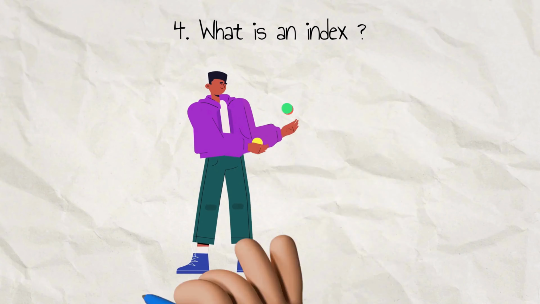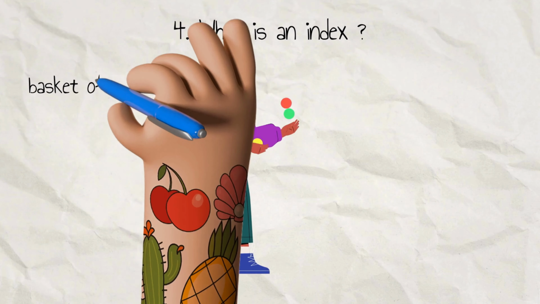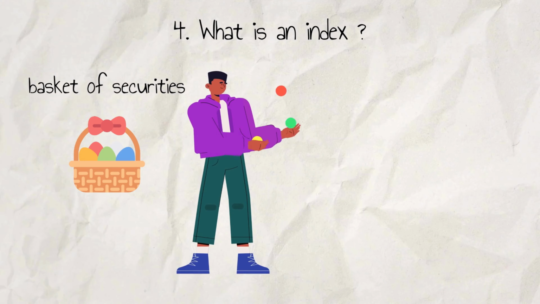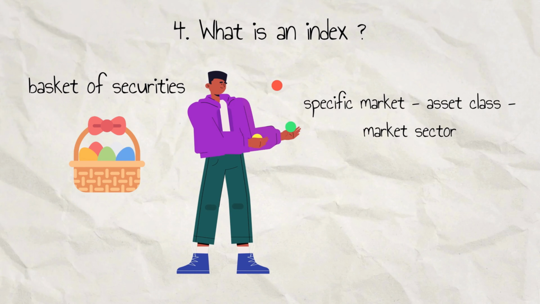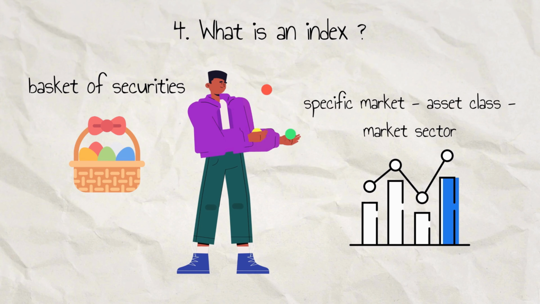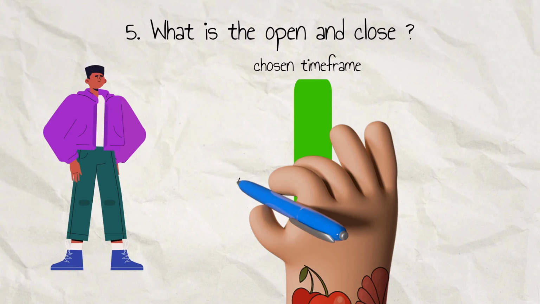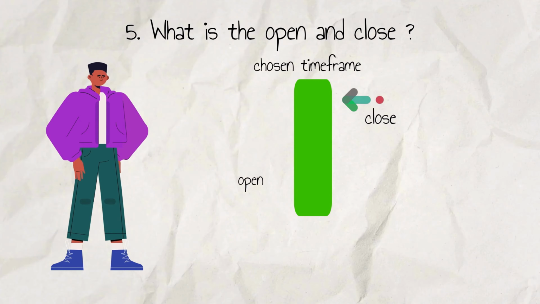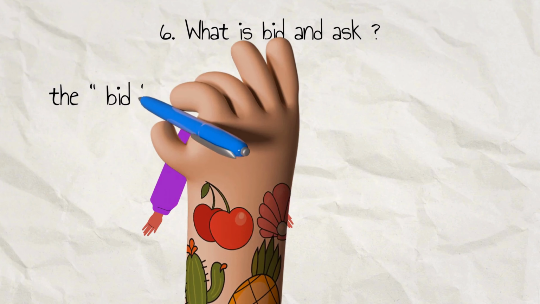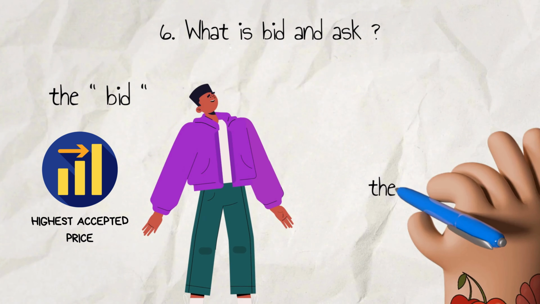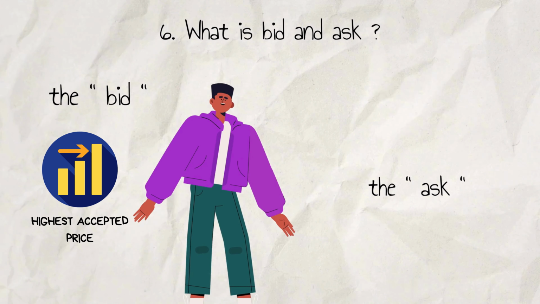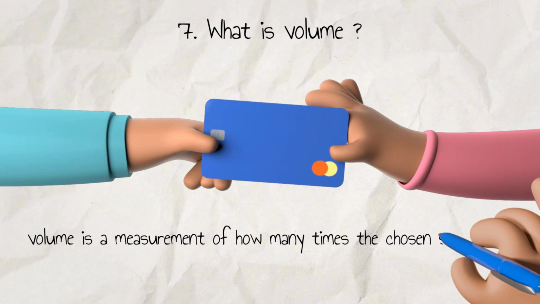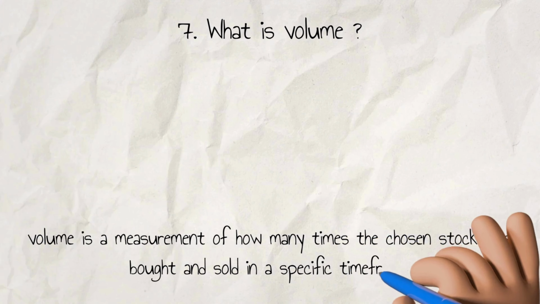An index is a group or basket of securities, derivatives, or other financial instruments that represents and measures the performance of a specific market, asset class, market sector, or investment strategy. The open means the price at the start of the selected time frame, and the close is vice versa. Bid refers to the highest price a buyer is willing to pay, and the ask refers to the lowest price a seller is willing to accept. Volume is a measurement of how many times the chosen stock was bought and sold in the specific time frame.